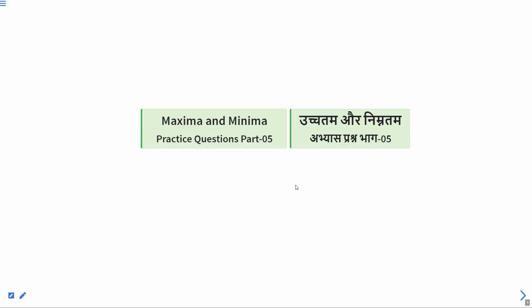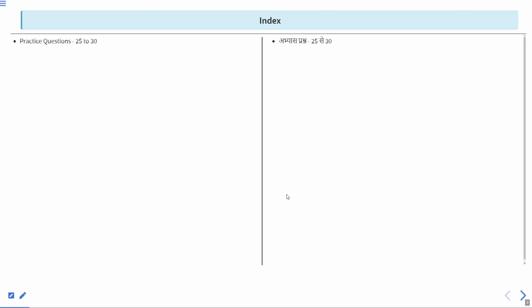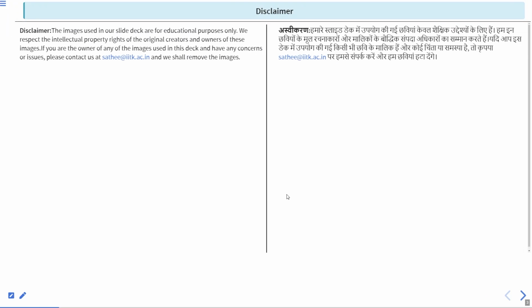Hello everyone. In today's lecture, we will do some practice questions based on maxima and minima. In the last lecture, we had covered till question number 24. Now, in this lecture, we will start from question number 25 till question number 30.